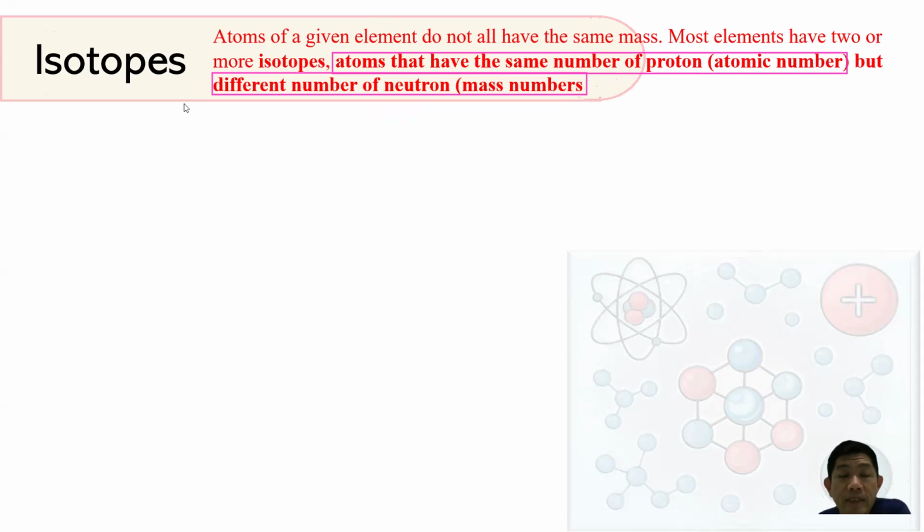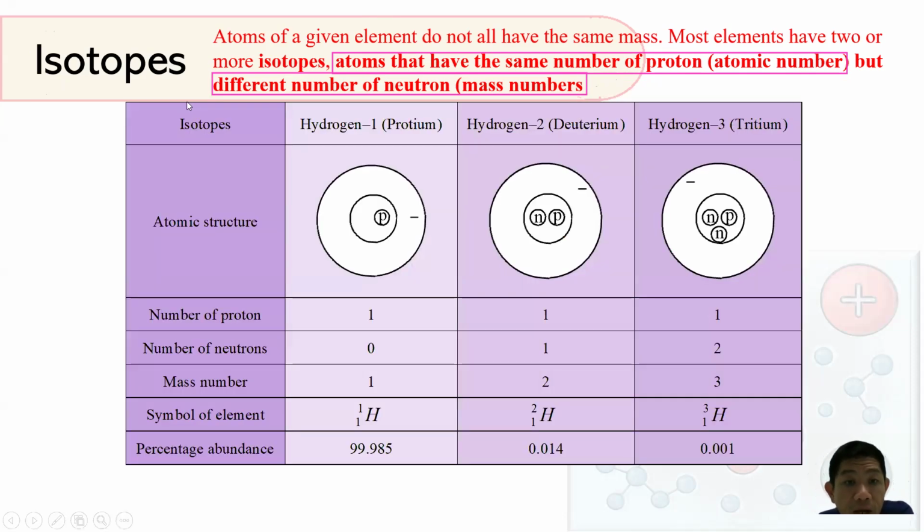Here are typical examples of isotopes for hydrogen. Hydrogen can exist as what we call protium, which is hydrogen-1. We can have hydrogen-2, which is also known as deuterium. We can have hydrogen-3, which is also known as tritium.